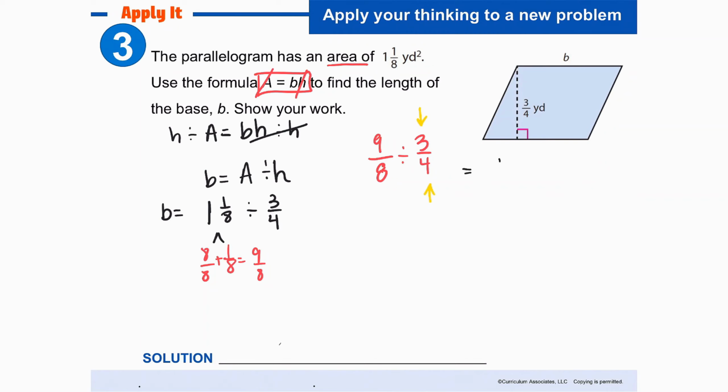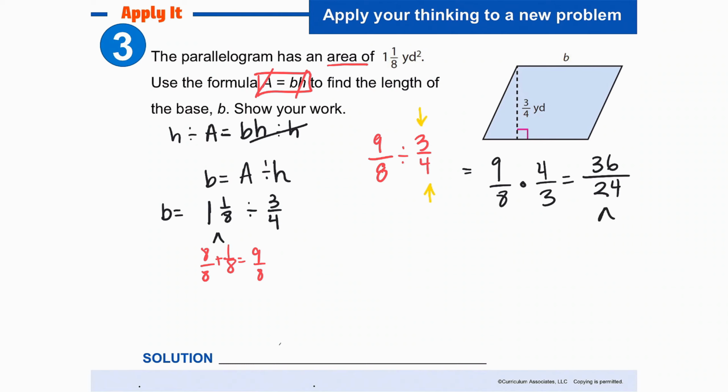So we can do 9/8 times the reciprocal, 4/3, and then just multiply our numerators. 9 times 4 is 36. 8 times 3 is 24. We have an improper fraction here, so we're going to need to reduce it. Again, this is fine if you have it as an improper fraction, but the best way to have it is in its simplest form or as a mixed number. So we can kind of get an idea of the size of the number.